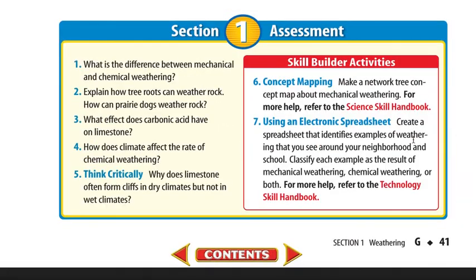A few section assessment questions. What is the difference between mechanical and chemical weathering? You should be able to get that after this reading. Explain how tree roots can weather rock and how a prairie dog can weather rock. Are these chemical, mechanical, or both? What effect does carbonic acid have on limestone? And where could you find carbonic acid in your daily life? And how does climate affect the rate of chemical weathering?